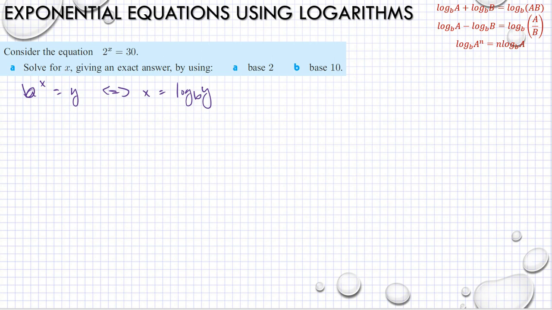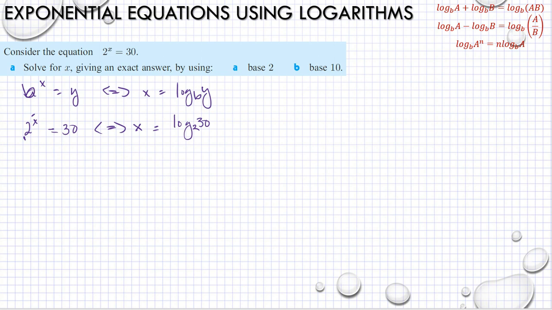If we transform this now, we have 2 raised to x is equal to 30. This is my b, this is my x, and this is my y. That means we have x is equal to logarithm of 30 with the base 2.